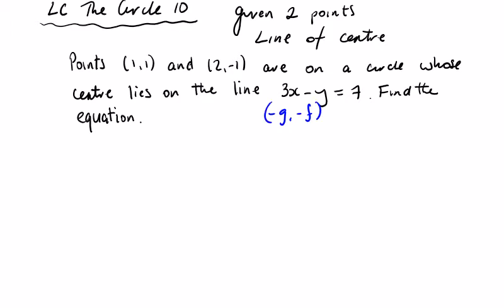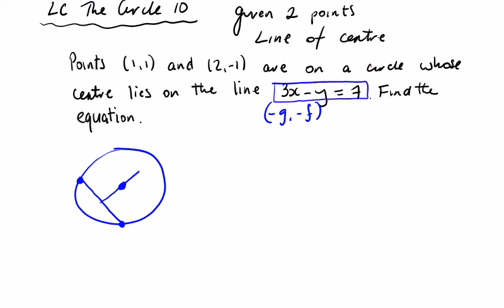But I think a better way to do this question, if we just do a little sketch, (1, 1) and (2, -1). It's similar to videos 8 and 9. If we can get the equation of this line going through the center, that's the perpendicular bisector of the chord, we can use simultaneous equations to find the center, which would enable us to find the radius and would enable us to find the equation.